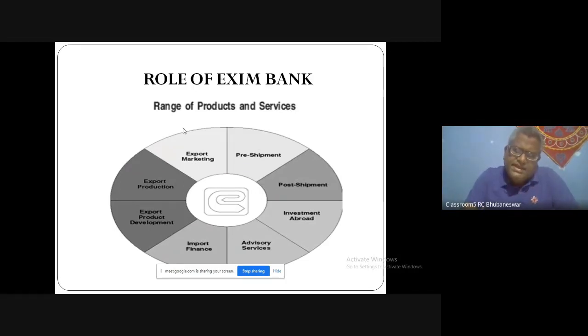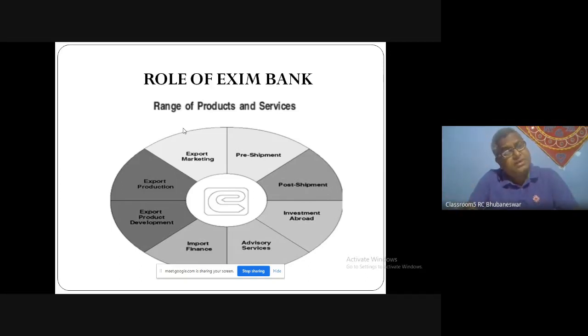If you look at my slide, you see there is a graphic diagram. It shows the range of products and services related to Exim Bank: export marketing, pre-shipment, post-shipment. I am always focusing on pre-shipment and post-shipment.